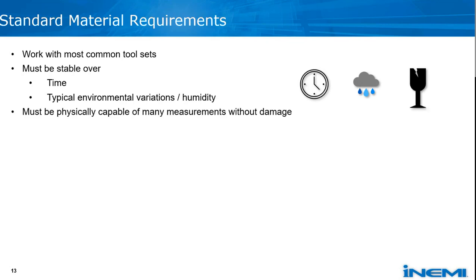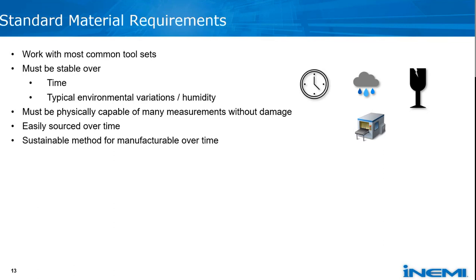We also believe that the standard has to be physically capable of doing many measurements without damage to the sample itself. And this is important, because if you purchased one of these samples and you could only do two or three measurements with it before you damaged it, then it really wouldn't be useful to you as a standard. And so we have some level of robustness that we think these materials must provide.